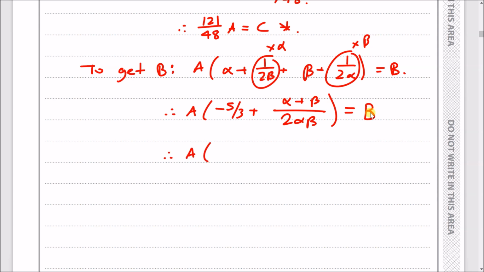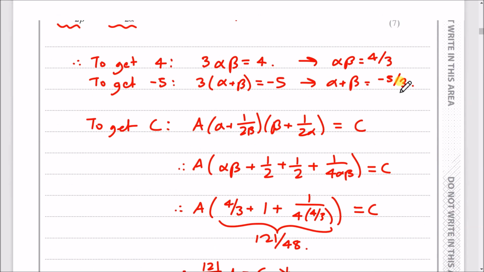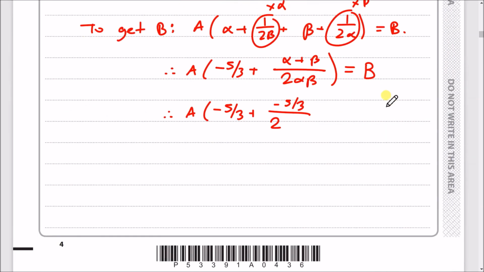So now we can update the results. So we've got -5/3. We know what alpha plus beta is. It's just, again, -5/3 in the top line. On the second line is 2 times alpha beta. Alpha beta, we said previously, is 4/3. So this would be 2 times 4/3. Cool. And that's going to equal B.